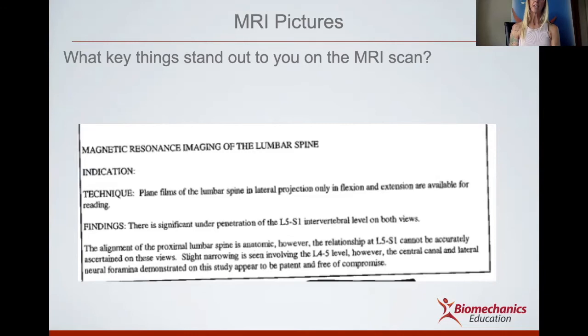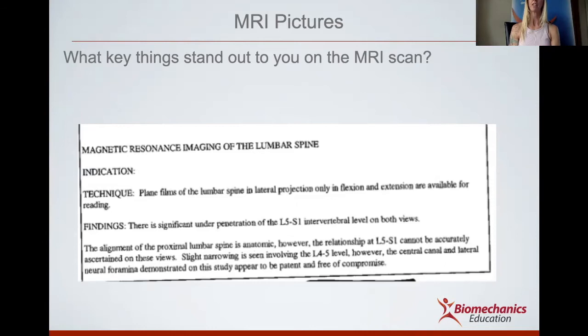The findings state there is a significant underpenetration of L5 to S1 intervertebral level on both views. So there's some ambiguity in the way the radiologist has written this in terms of significant underpenetration and the definition of what that means. So again, we're quite limited in only having this information. Clearly we would, if we were working with somebody, have their description of why they had the MRI, the report or more detail coming from the radiologist and their surgeon, so that we can then work with them.